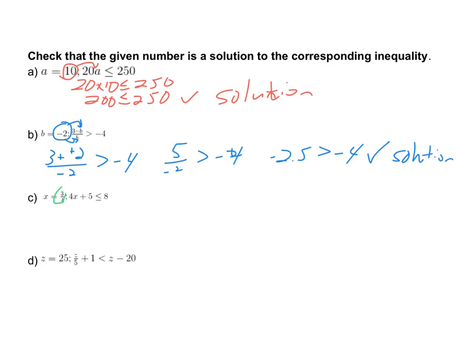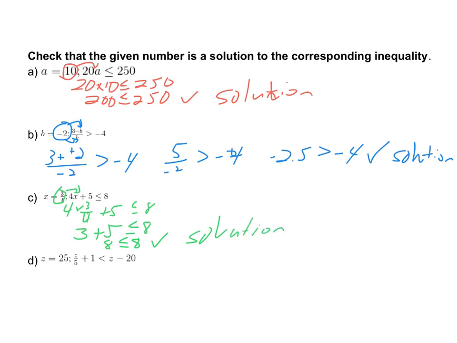For our next one, I'm going to put 3/4 in for x. So I'm going to have 4 times 3/4 plus 5 less than or equal to 8. 4 times 3/4, if you type that into your calculator, you get 3. 3 plus 5 is 8. So my inequality is 8 is less than or equal to 8, which is true. So that means that it is a solution.